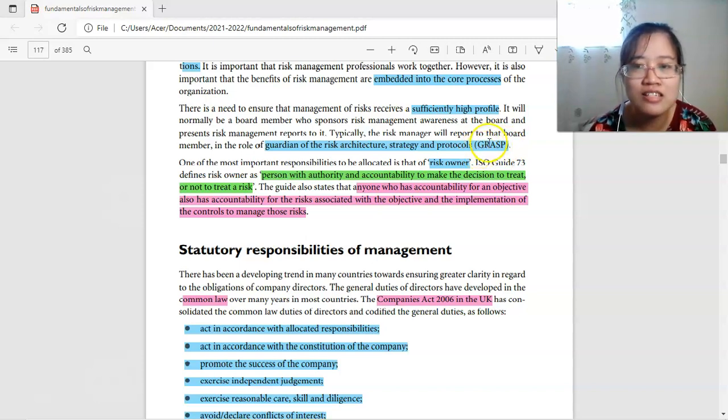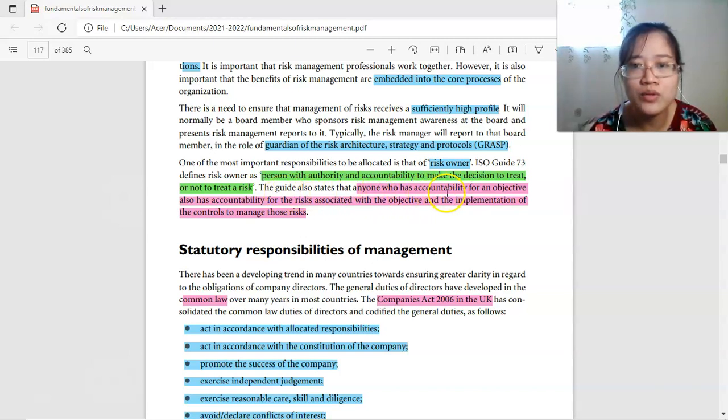Guardian of risk architecture, strategy, and protocols. Ayan. So, most important responsibility ng risk owner ay para sa risk owner. Siyempre, kasi sila yung risk owner. Person with authority and accountability to make the decision to treat or not to treat a risk. Okay? Normally, kapag with significant effects, then you have to treat it. Kapag wala naman, edi, you can just tolerate it instead of treating it.